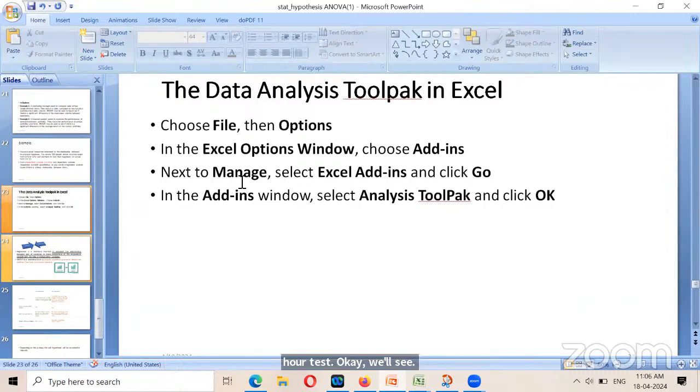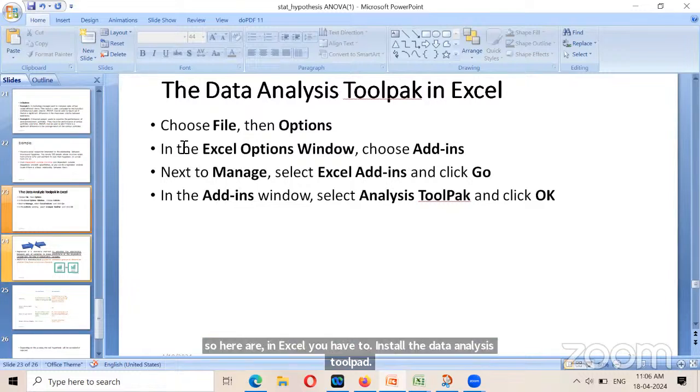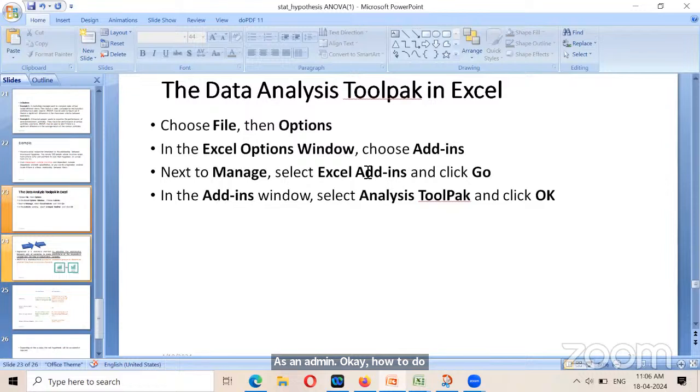In Excel, you have to install the data analysis tool pack as an add-in. I will show you how to do that. So here are the steps, and I will share this PPT with you. Choose the file and then options. In the Excel options window, choose add-ins. Next, to manage, select add-ins. Okay, instead of reading, I'll just go to Excel now.